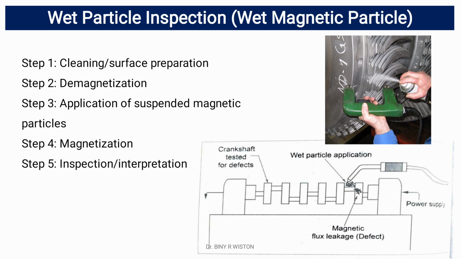by magnetization and interpretation. The advantage of wet particle inspection is that the surface of the part can be easily covered by the particle suspension. The liquid carrier provides mobility to the particles. Best results are possible in detection of very small cracks on smooth surfaces.